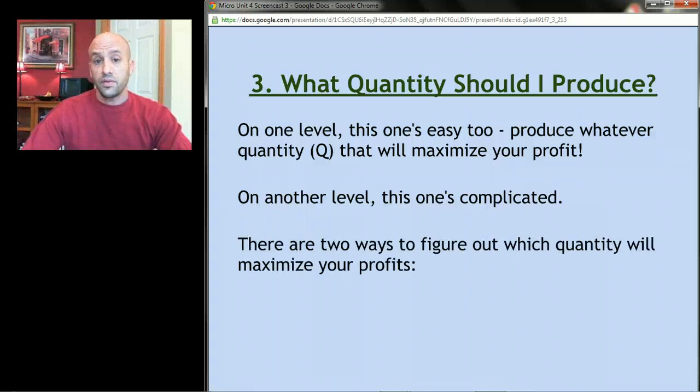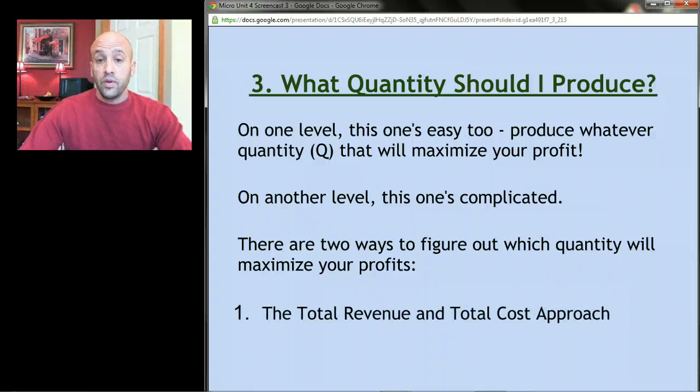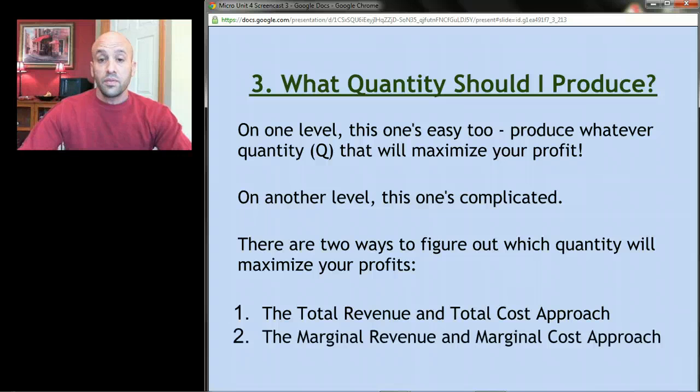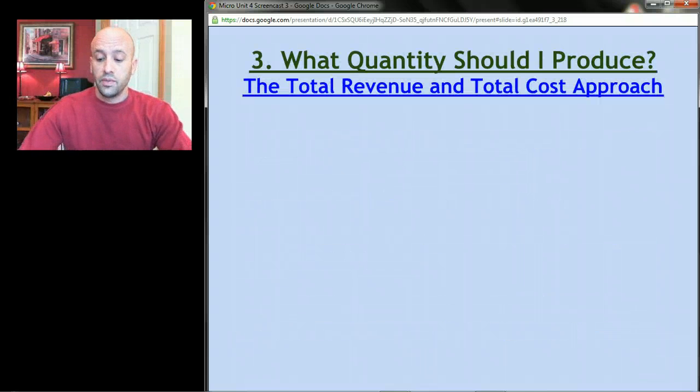Now, what we're going to see is that there's actually two approaches to figuring out for a perfectly competitive firm what quantity is going to maximize their profits. They're called the total revenue and total cost approach. In this approach, if we have total revenue and total cost numbers for different quantities, we can figure out which quantity would result in the greatest profit. There's also something called the marginal revenue and marginal cost approach. In that approach, if we have marginal revenue and marginal cost numbers, we can figure out the profit maximizing quantity. We'll start with the total revenue and total cost approach.